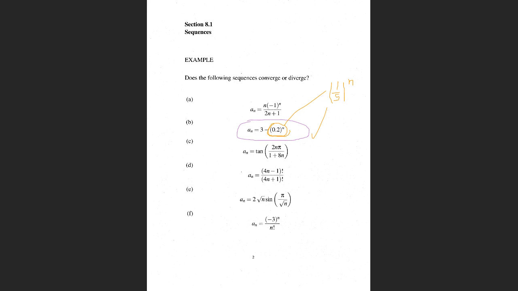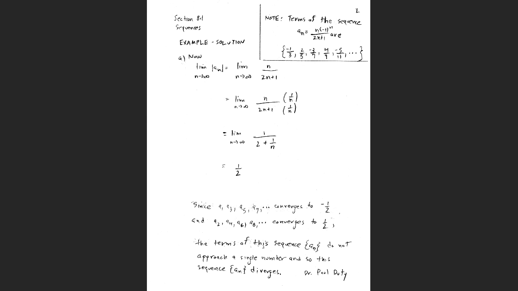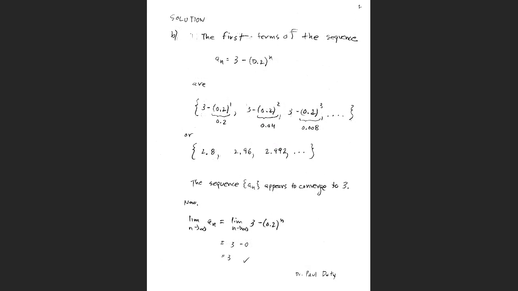So what is this sequence? I mean, this isn't an alternating sequence, but what is this sequence? You think this sequence in B converges? Yeah, to 3. That's right. Good, Renat. And here's the write-up of the solution.